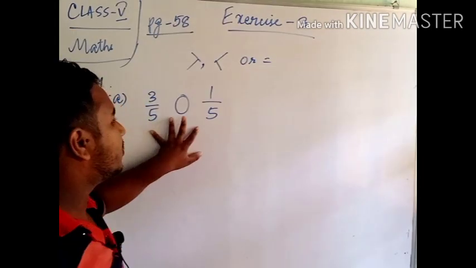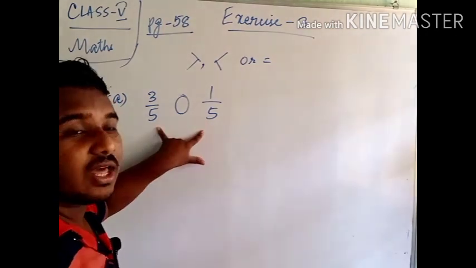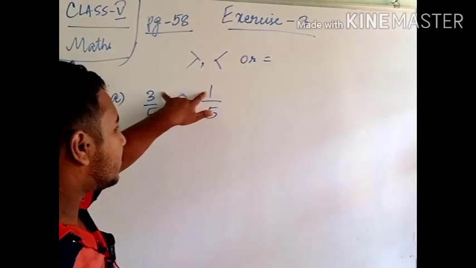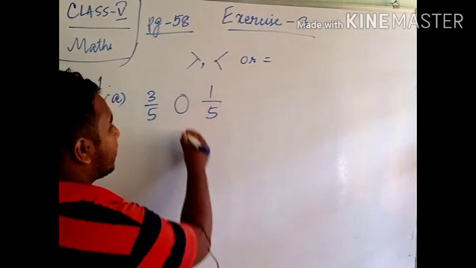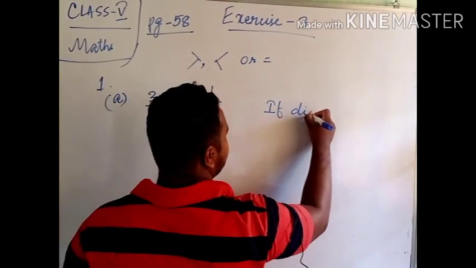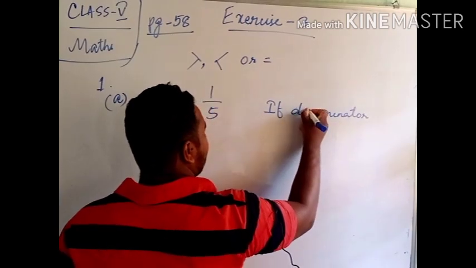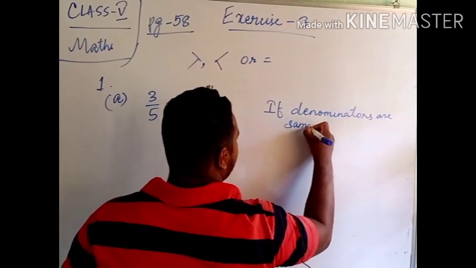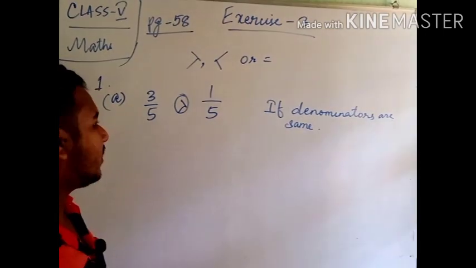Now first of all, you see whether the denominators are the same or not. If they are the same, no need to do anything, you just have to see the numerator. Which one is bigger? 3 is bigger. If denominators are the same, this is what you do. If they are different, what will happen?